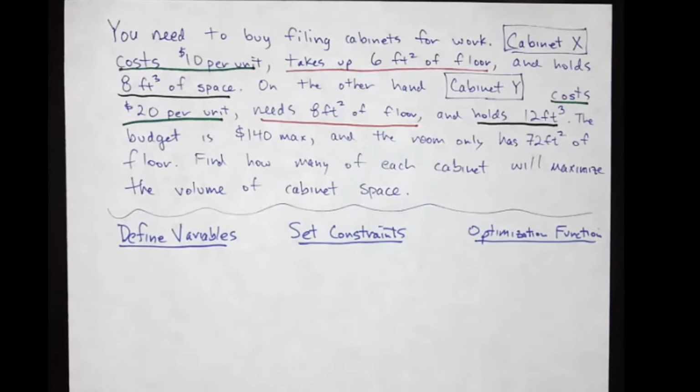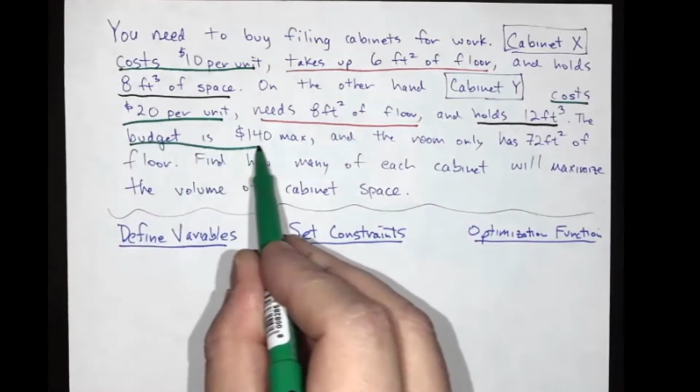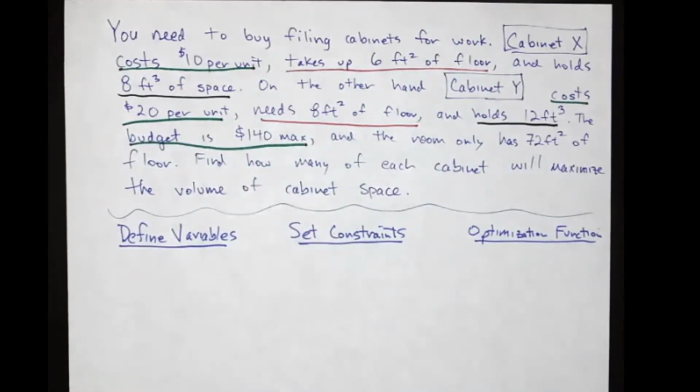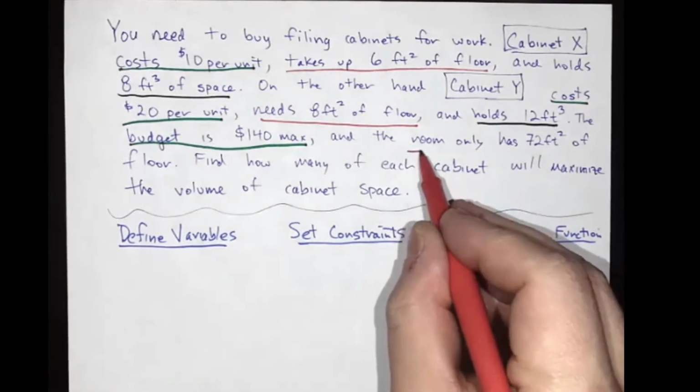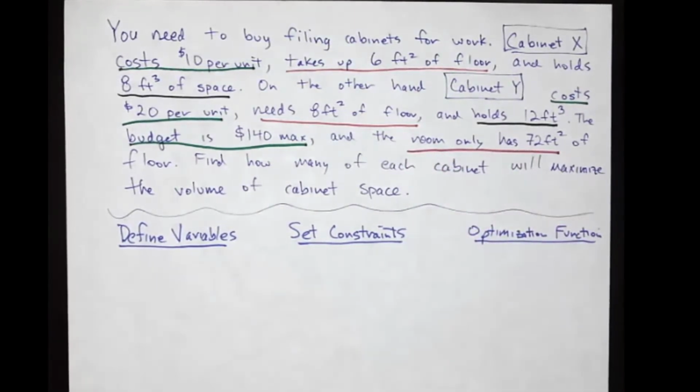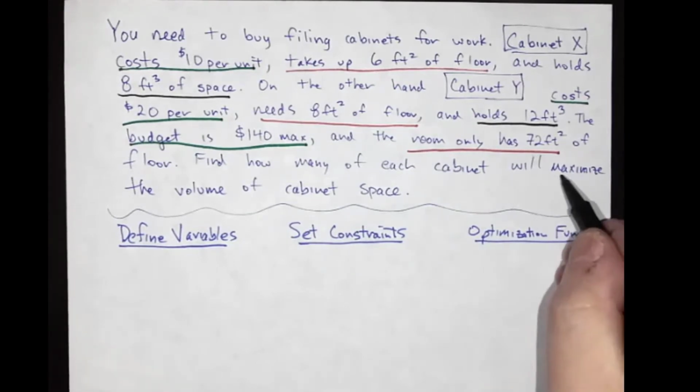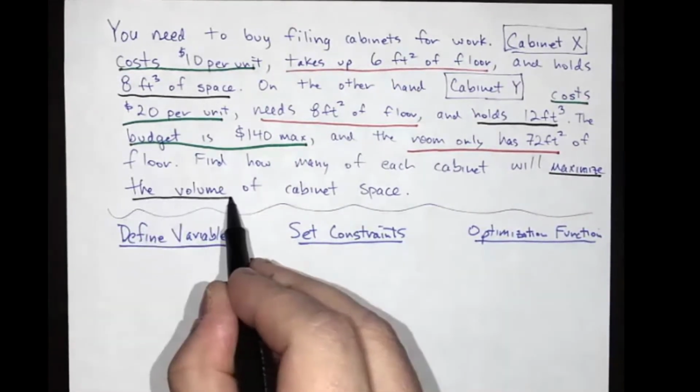Along with this problem, we're also given some restrictions on our resources. We only have a budget of $140. Our room only has a certain amount of space on the floor. It only has 72 square feet of space. And then altogether, we're trying to maximize the volume.